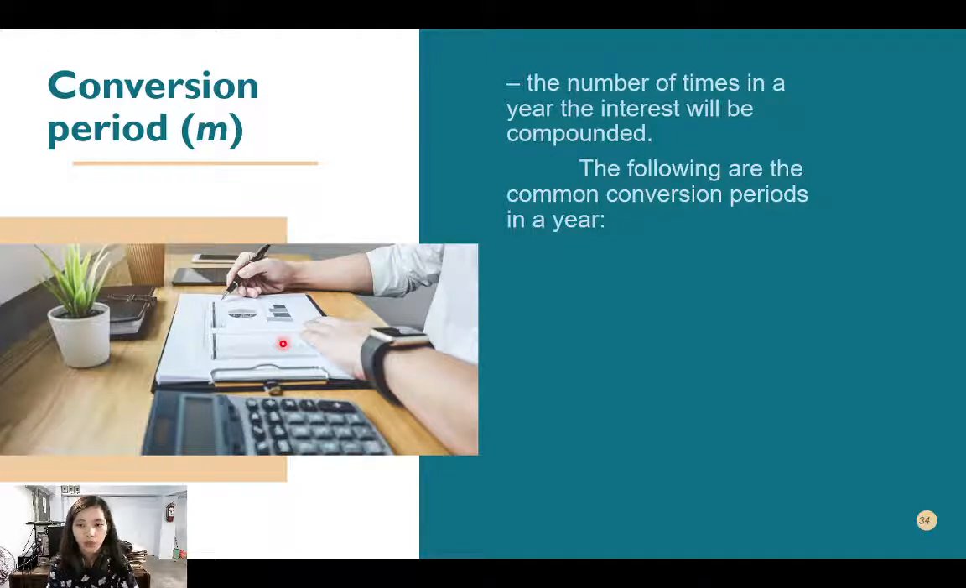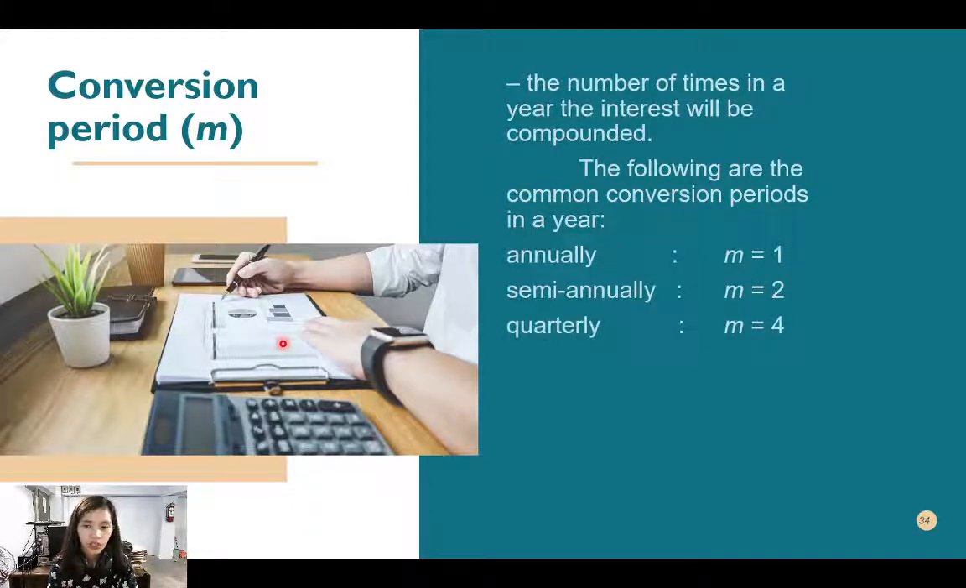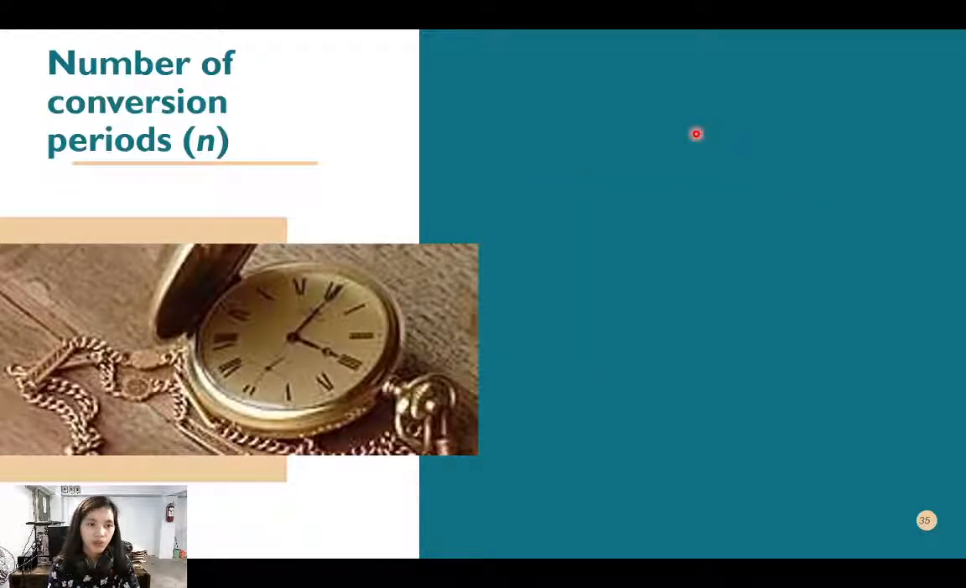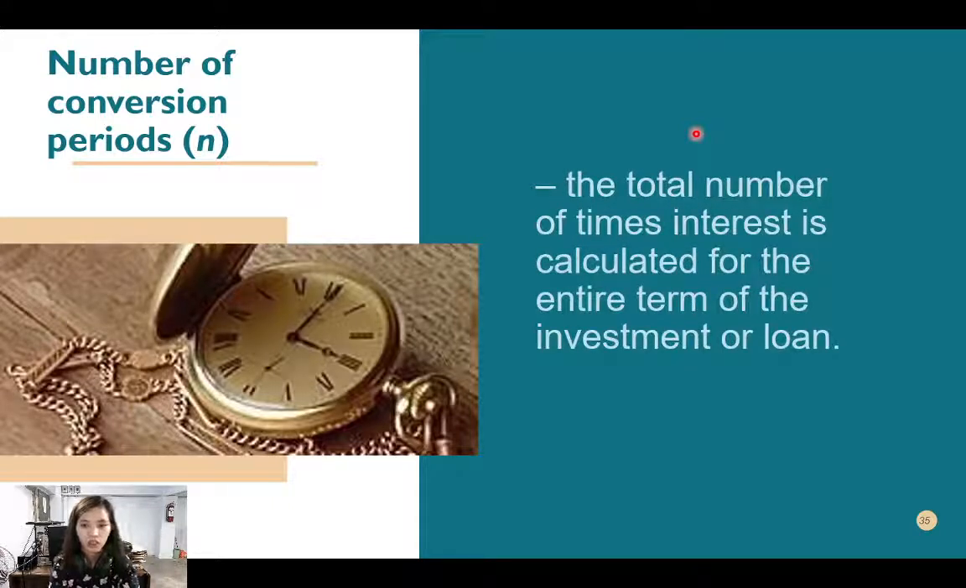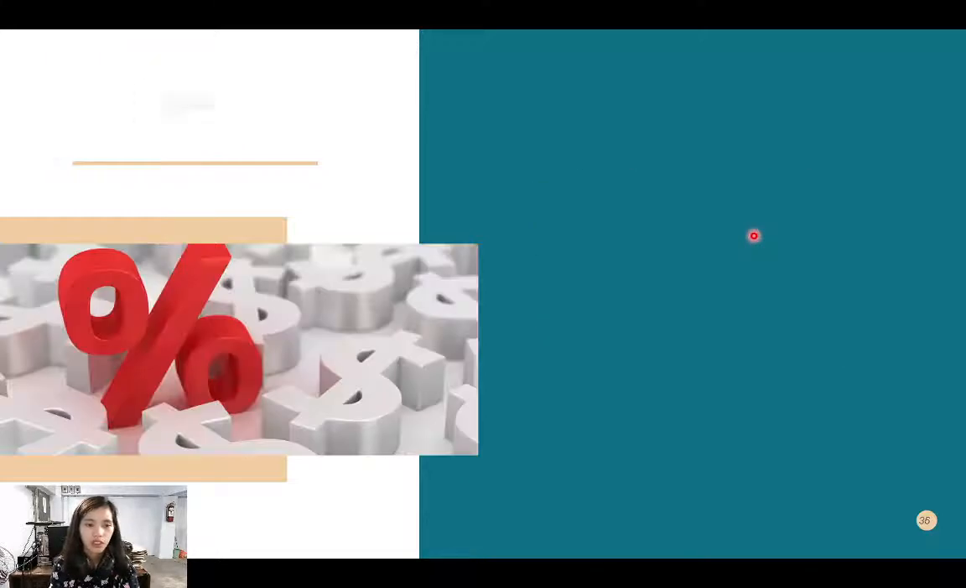So, the following are the common conversion periods in a year. Annually, M is equals to 1. Semi-annually, M is equals to 2. Quarterly, M is equals to 4. Monthly, M is equals to 12. So, dito sa conversion period, kung ilang beses ba bibigyan ng interest. Number of conversion periods. The total number of times interest is calculated for the entire term of the invested loan. Ito yung total number of conversion period.